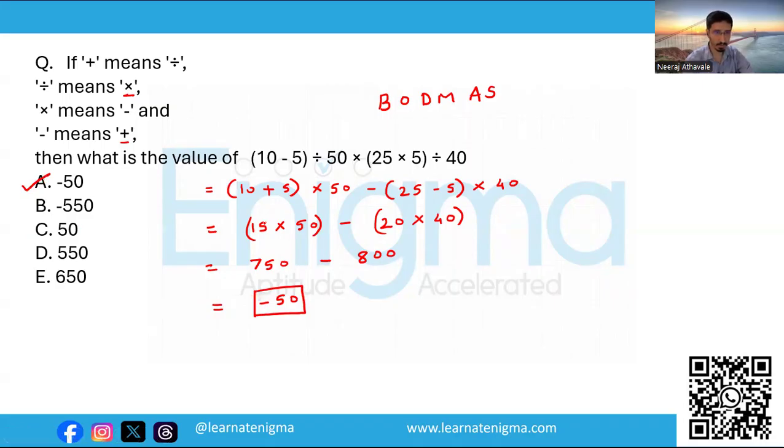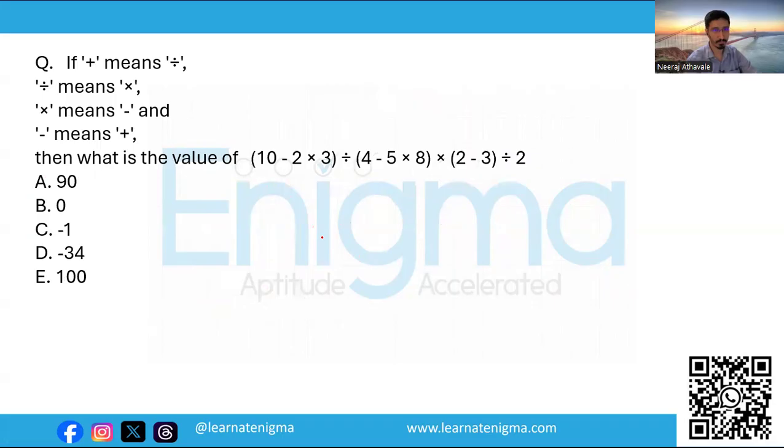Let's see the next question. Here also we have bracket. So we have to do it by BODMAS. First of all, let's replace the mathematical signs. So 10 minus means plus. So 10 plus 2. Multiplication means minus, minus 3.